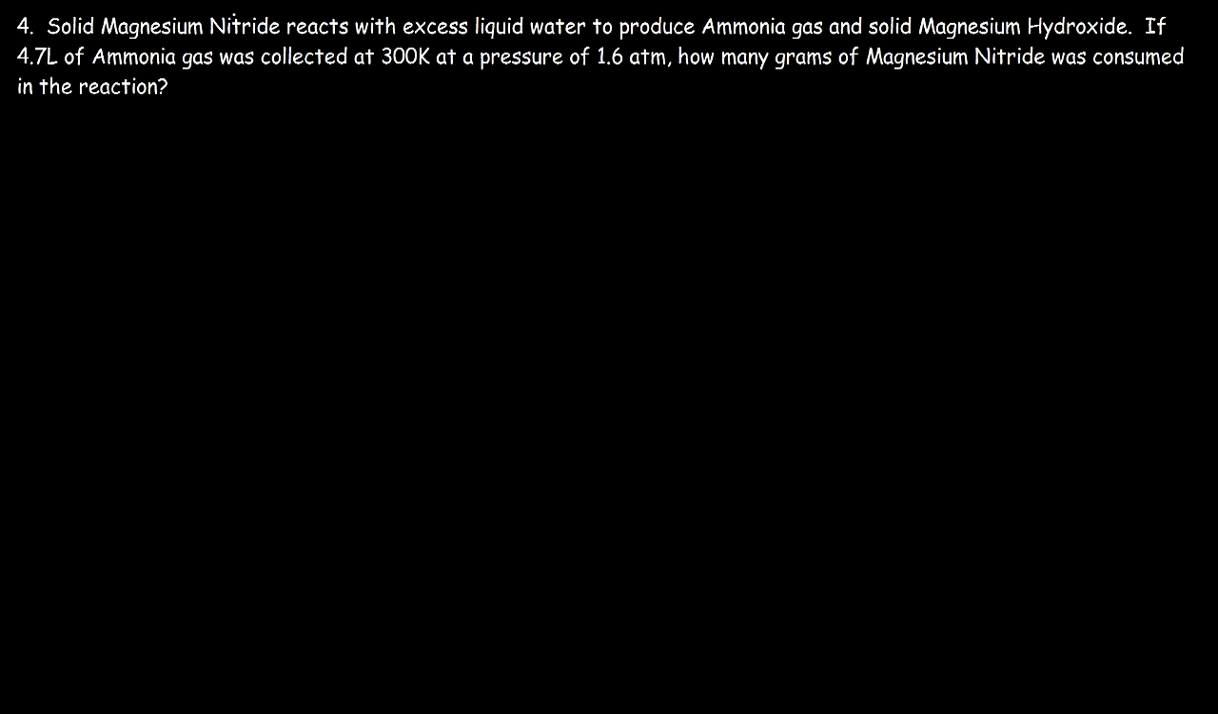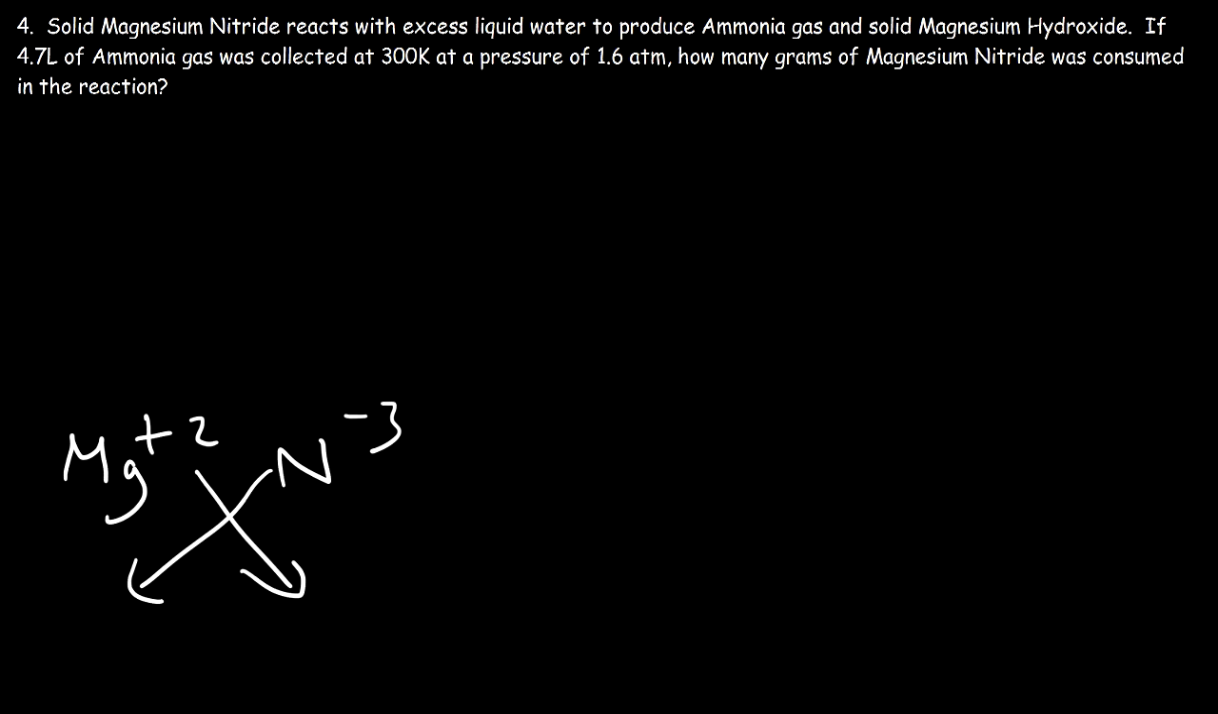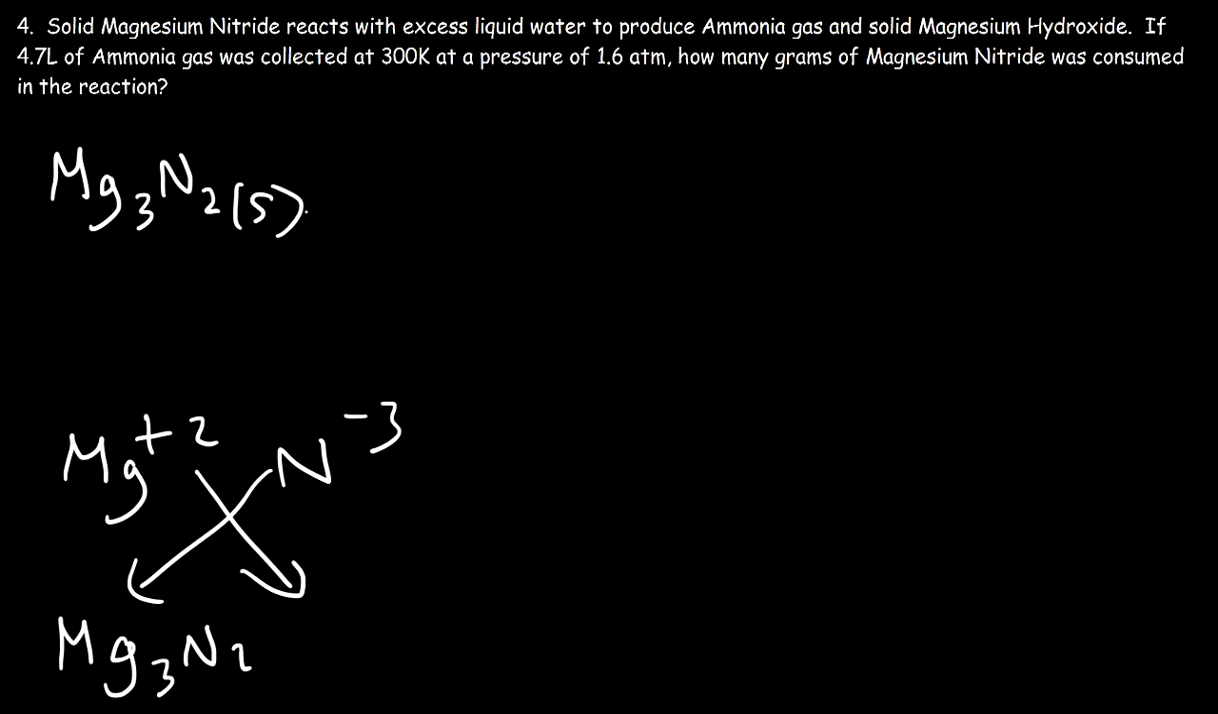So what is the chemical formula of magnesium nitride? Magnesium, as was mentioned before, has a positive 2 charge. Nitrogen has a negative 3 charge. So to combine them, it's going to be Mg3N2. And it's in the solid state. Now it's going to react with liquid water, which is just H2O, and it's going to produce ammonia. Ammonia is NH3, and it's in the gaseous state.